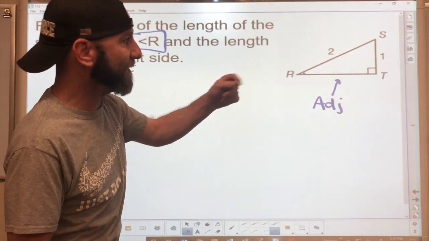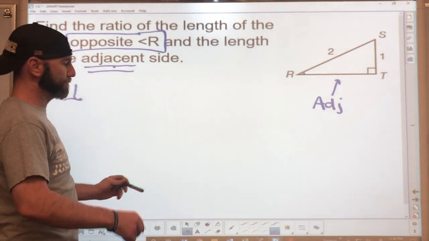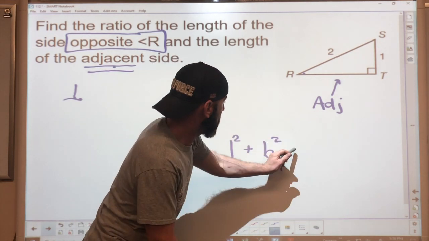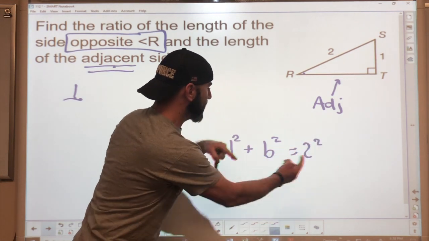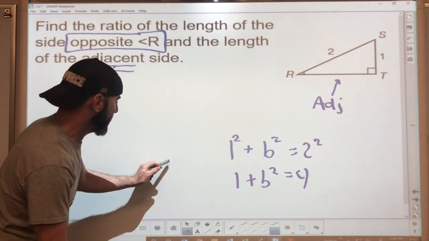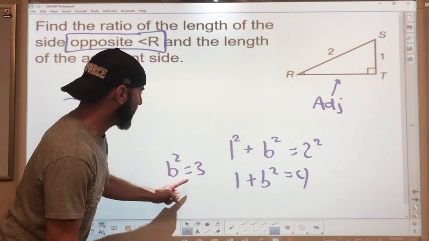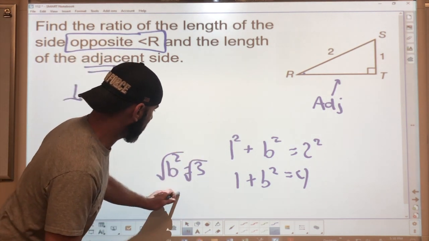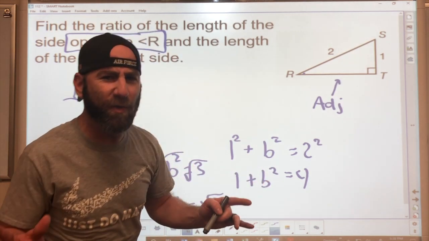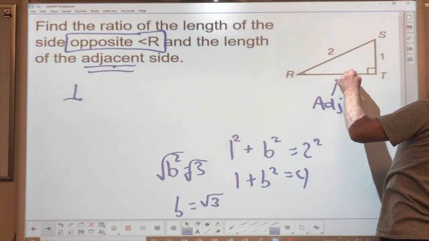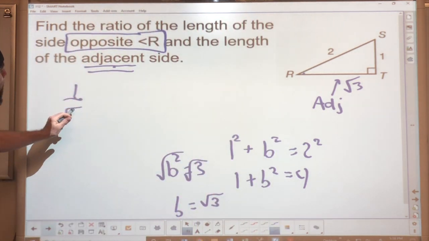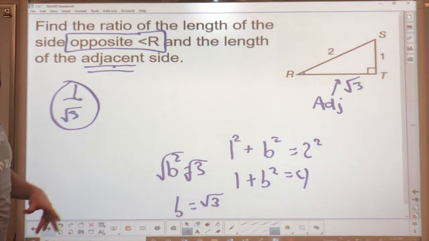Well, since we're not given the length, we have to find the length using the Pythagorean Theorem. So here we go. A squared plus B squared, and I'm saying that the adjacent side is side B, equals C squared. Okay, I'm going to let you work through that quickly. This is 1 plus B squared is equal to 4. Take away 1 from both sides. B squared is equal to 3. And of course, take the square root of both sides. And so the length of our adjacent side is root 3. But remember, we don't know what root 3 is going to be. We don't need a calculator. So we just leave it as root 3. So the ratio is 1 over the square root of 3. And we leave it like that, and we're done.